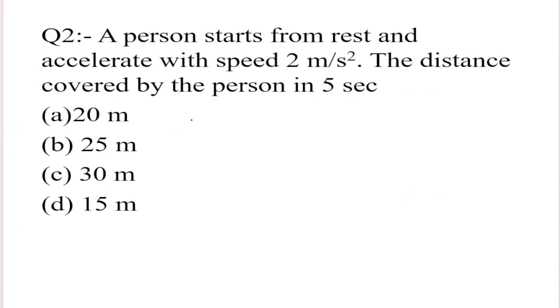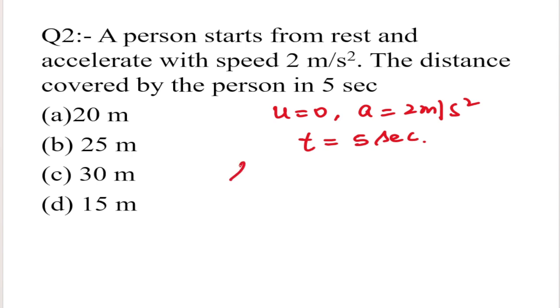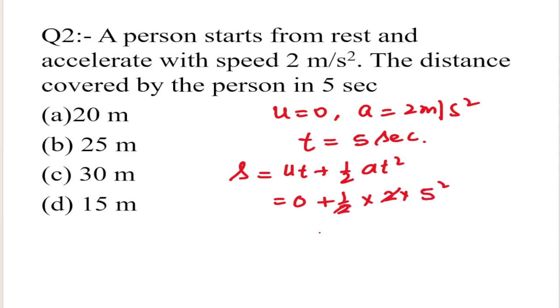Now second, a person start from rest, initial velocity 0, accelerate with A equal to 2 meter per second square. Distance covered by the person in 5 seconds, T equal to 5 seconds. Now use second equation, S equal to ut plus half at square. U 0 plus half A 2 and T 5 square. 2 cancel out. 5 square is 25 meter. So the correct option is B.